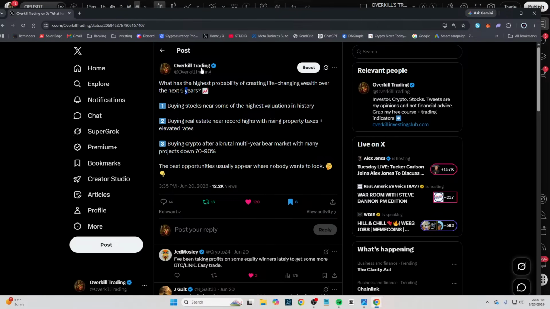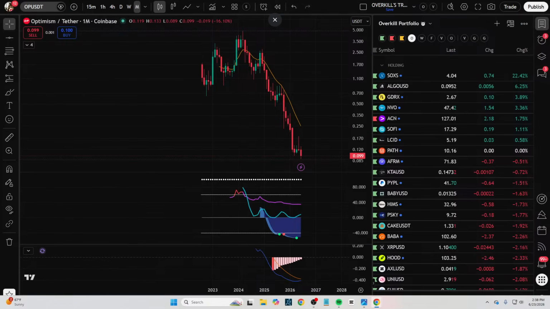I said, what has the highest probability of creating life-changing wealth over the next 5 years? Number one, buying stocks near some of the highest valuations in history. Buying real estate near record highs with rising property taxes and elevated rates. Or buying crypto after a brutal multi-year bear market with many projects down 70 to 90%, right? We're sitting at 5 to 6 year lows on a lot of these crypto names.